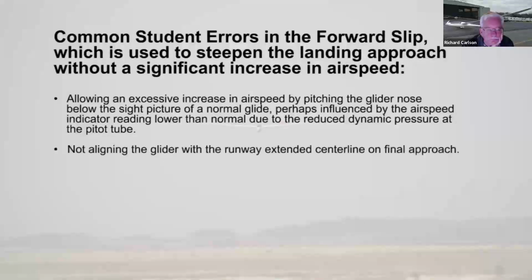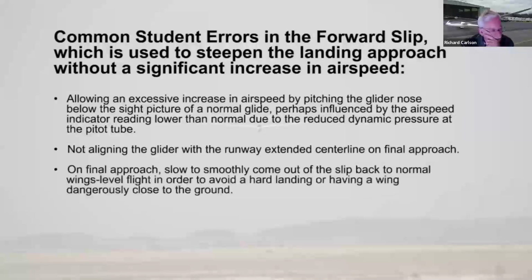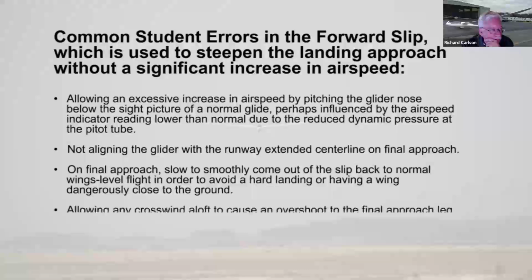Not aligning the glider with the runway extended centerline on final approach. On final approach, being slow to smoothly come out of the slip back to normal wings level flight in order to avoid a hard landing or having a wing dangerously close to the ground. Allowing any crosswind aloft to cause an overshoot of the final approach leg.